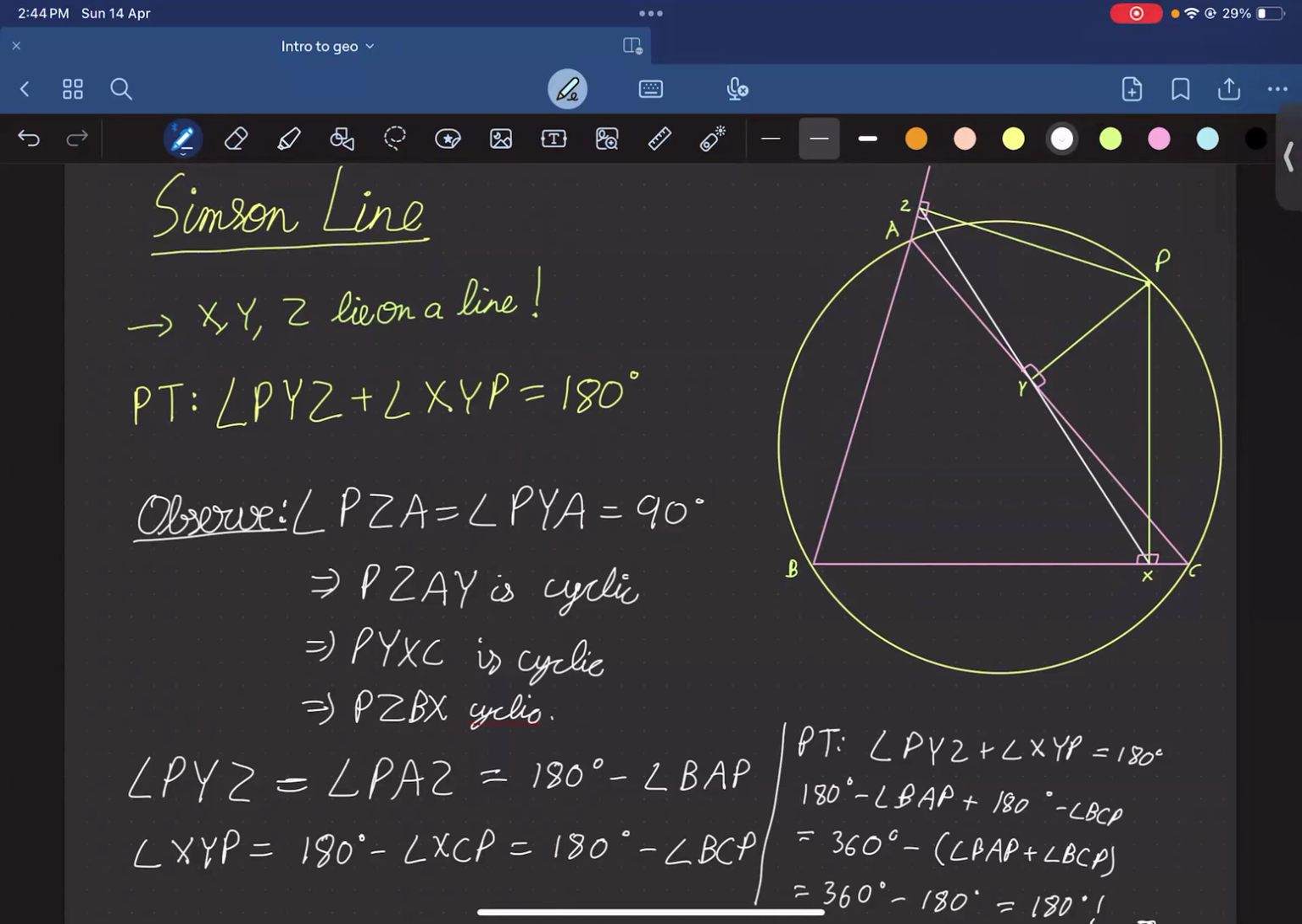There might be a configuration issue here, right? Because you put X between B and C, but there may be a case in which X is beyond C. In that case, it would still be cyclic, right? Yes, because PYX plus PXC would be... that's why it's important that these angles are 90 and not some other pairs of angles, because then these configurational issues will pop up. Okay.